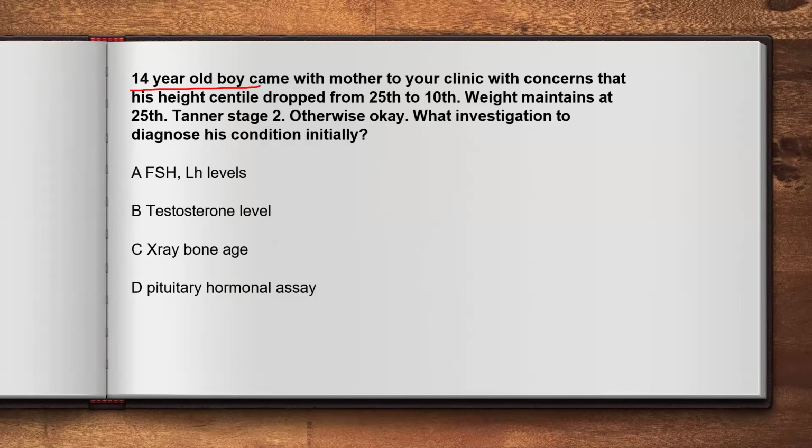A 14-year-old boy came with mother to your clinic with concerns that his height percentile has dropped from 25th to 10th. Weight is still at 25th percentile. Patient has Tanner stage 2, otherwise okay. What investigation to diagnose condition? Tanner stage 2 is pubertal staging. So do hormone levels, FSH and LH, do testosterone level, do X-ray bone age, or do pituitary hormonal assay.